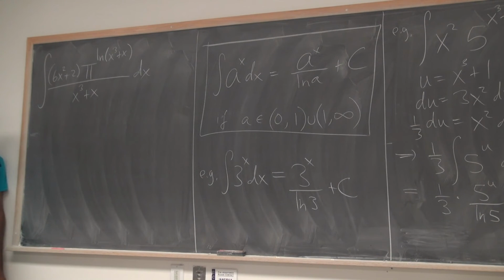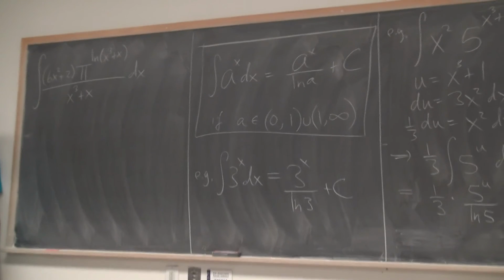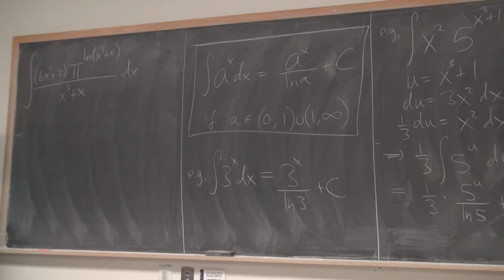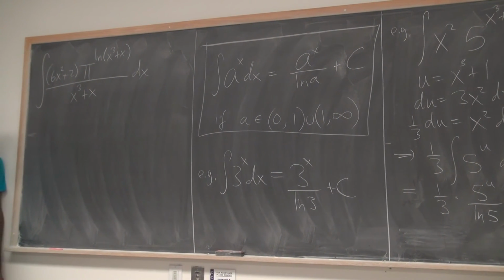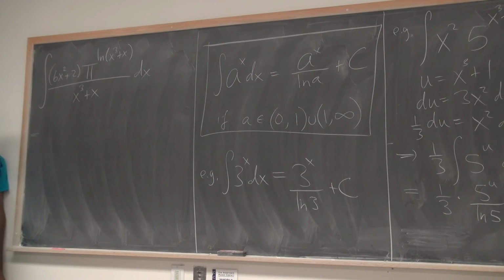U equals x cubed plus x. No, we need the 2x at the front to do that. Is your question, u is x cubed plus x, and then when you take the derivative, you can divide it out to be 2? Yeah, but what's going to happen there? This side has to make u. So I'm going to have pi to the ln of u.